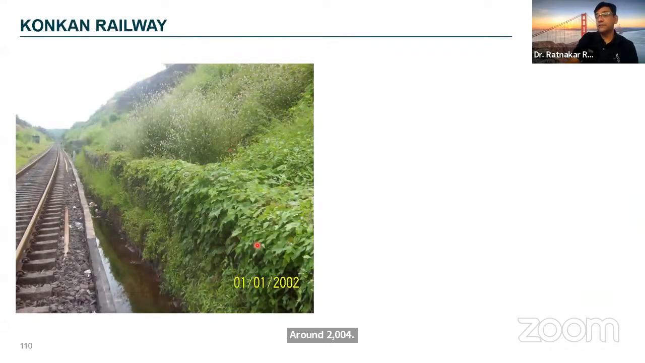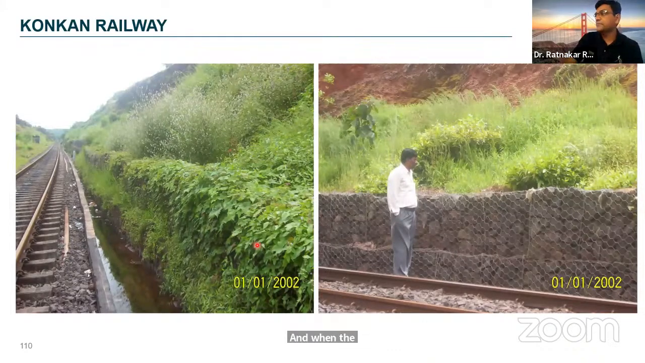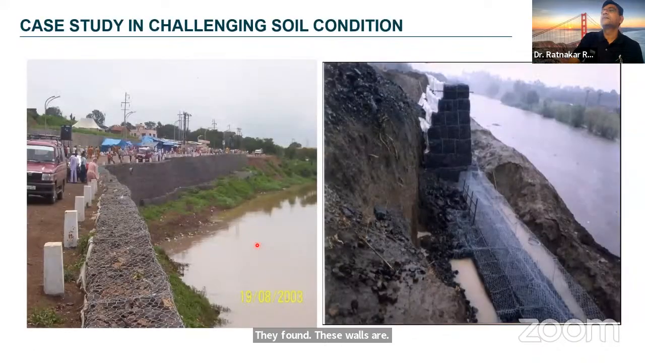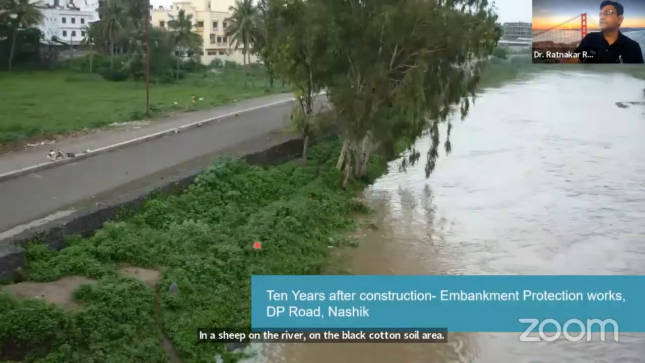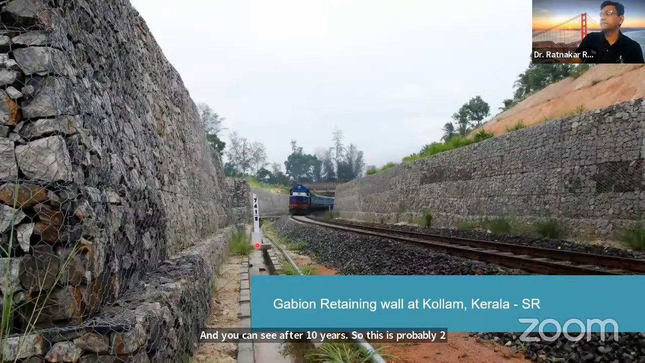Konkan Railway, one of the very prestigious projects, where there were initially a lot of slides because of the lateritic soil nature. And when the railways tried to install the gabions, because gabions are porous with very high drainage, they found these walls are performing better compared to other systems. These are the gabion walls constructed in Nashik on the river Godavari in the black cotton soil area. A very old structure, 2003. And you can see after 10 years, this is probably a 2013 photograph, and as of date, the walls are still performing very well.